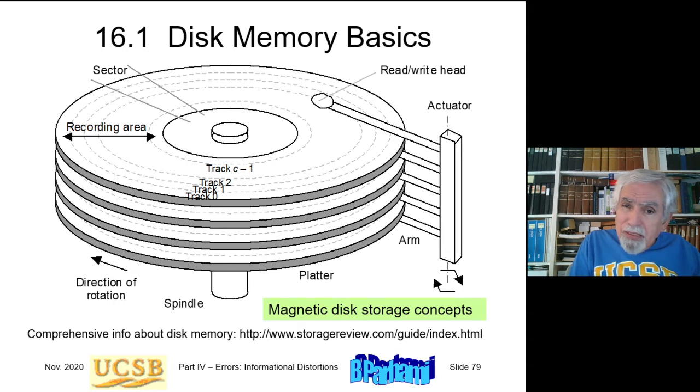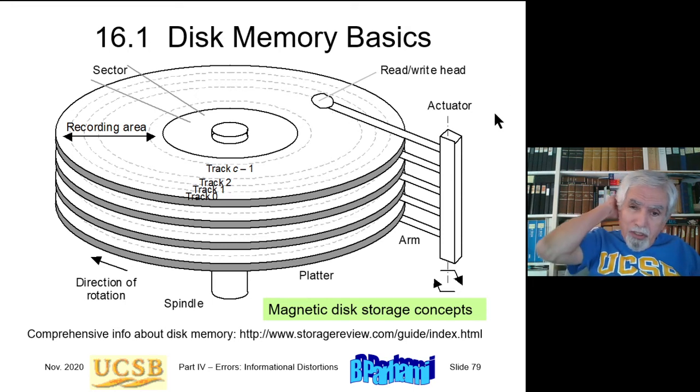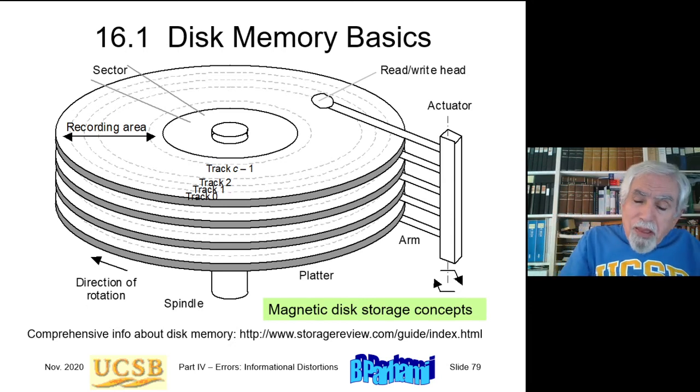And that's because it's a mechanical motion. It takes a relatively long time compared with computer speed. It takes many milliseconds, whereas in digital circuits, we talk about nanoseconds or fractions of nanoseconds to do operations. So disk memory is extremely slow compared to electronic circuit speeds.